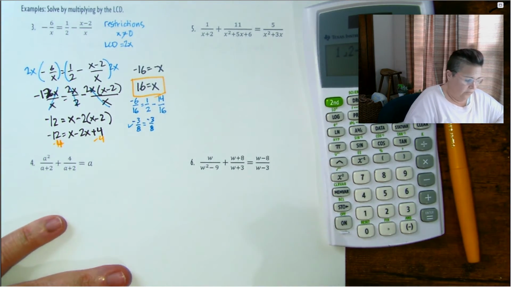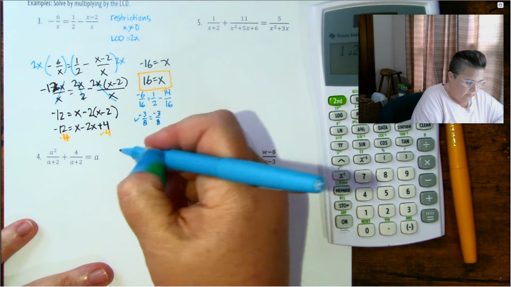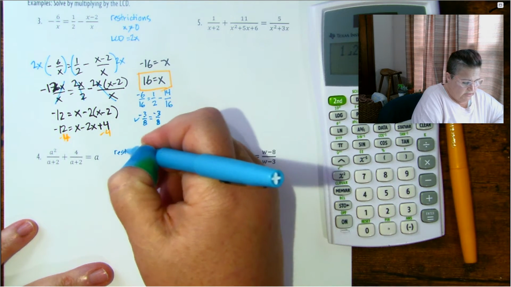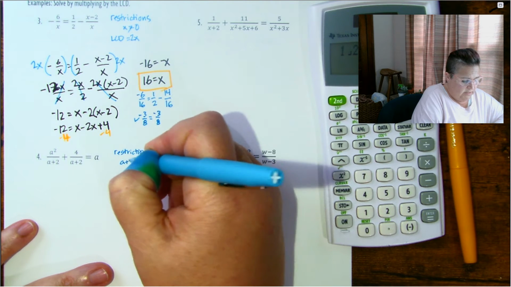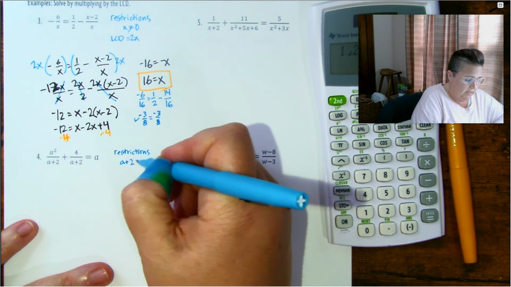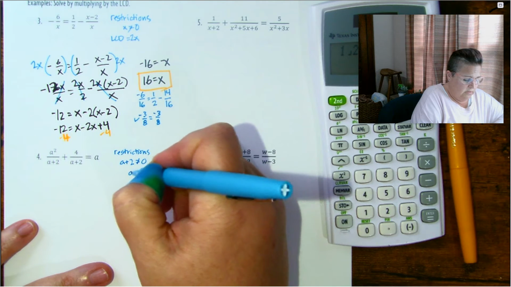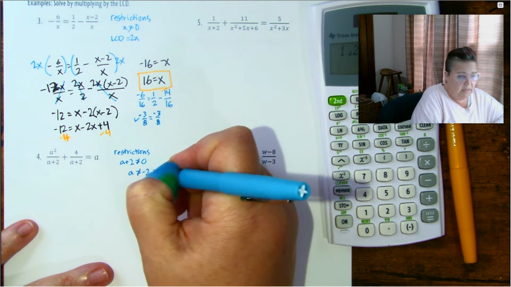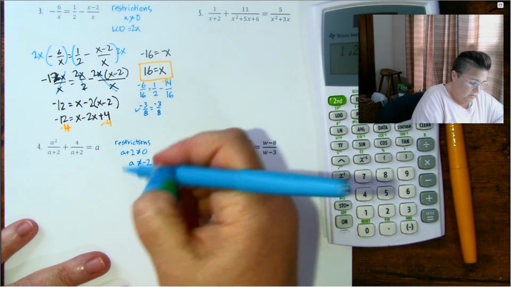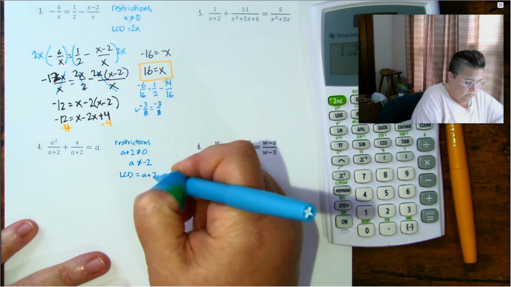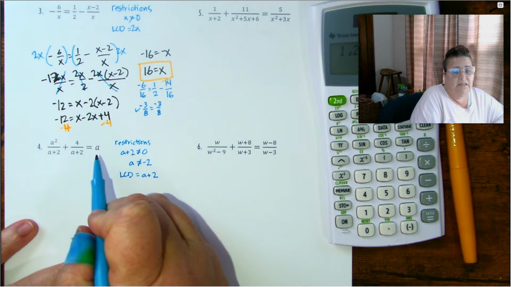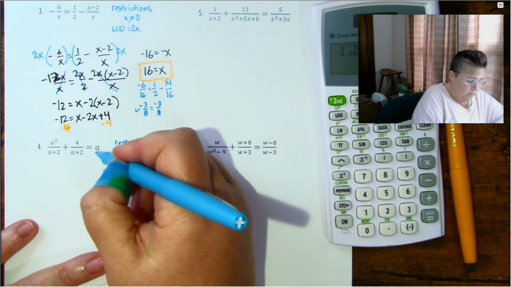Let's try number 4. Do we have restrictions? Our restrictions are that a plus 2, which is my denominator, cannot be 0. So a cannot be negative 2. My least common denominator is the a plus 2. There are no other denominators other than a 1 if I want to put that over 1.